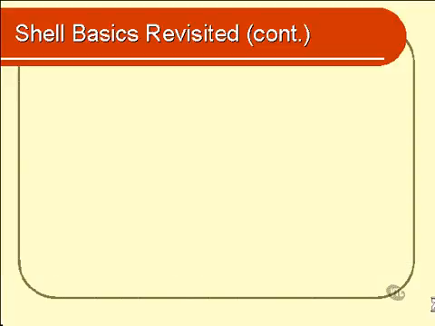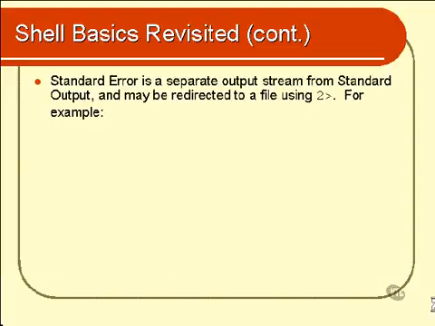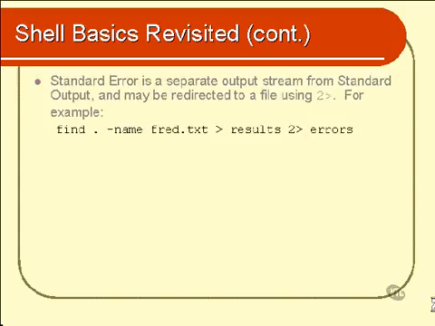More basic knowledge that you ought to have: standard error is a separate output stream from standard output. In other words, programs can actually create two different types of output, and each may be redirected separately. Standard error may be redirected to a file using the 2> symbol. For example, if you were to search using a program called find for a file called fred.txt, you might want to put all the results into a file called results, while you also might want to send any errors into perhaps a file called errors. And thus you would see no output on the screen whatsoever.